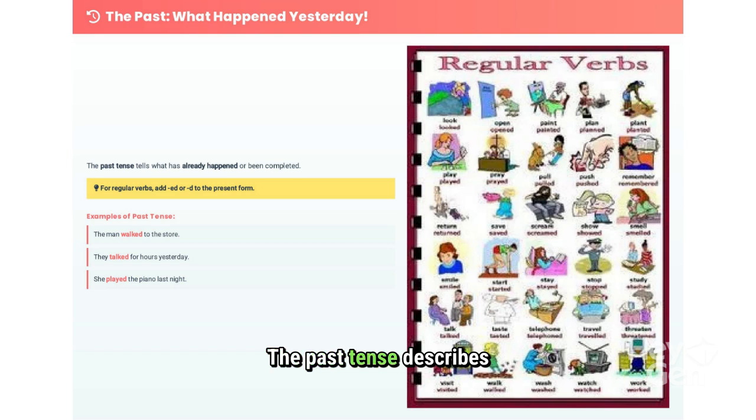The past tense describes actions that have already occurred. For regular verbs, form the past tense by adding -ed or -d to the present form. For example, the man walked to the store, they talked for hours yesterday, and she played the piano last night.